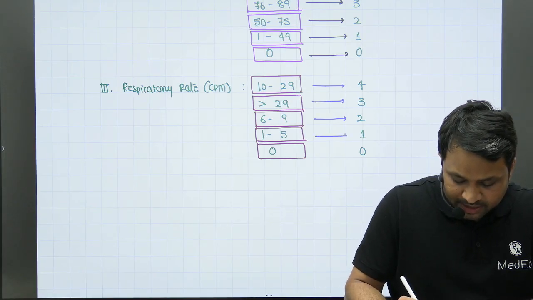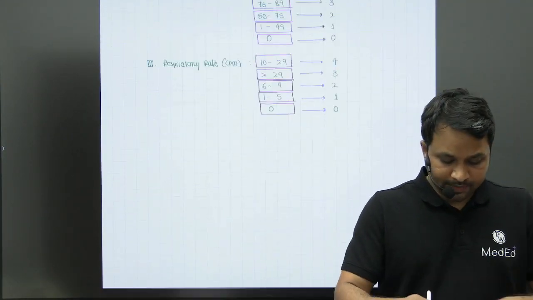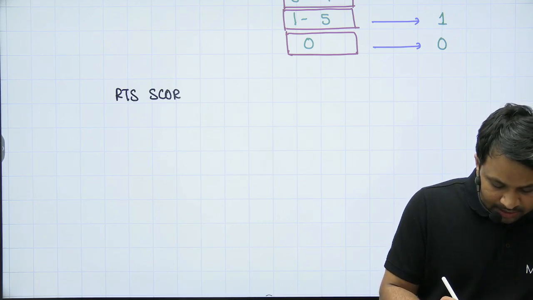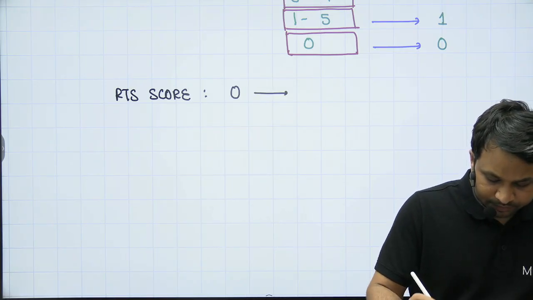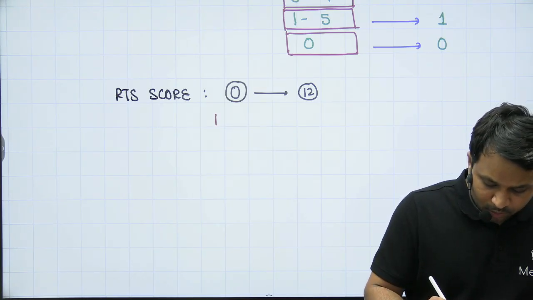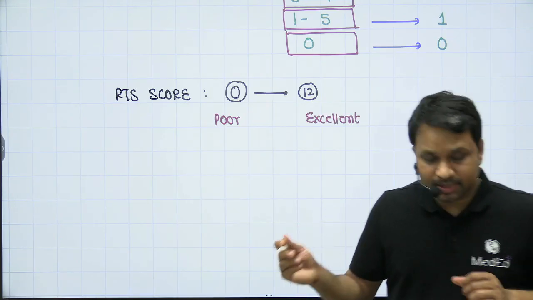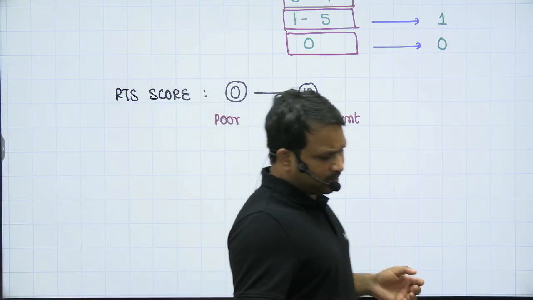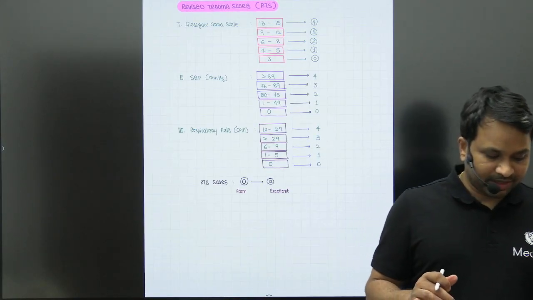So when you look at the revised trauma score, the RTS, once you have calculated the entire score, the RTS score will be anywhere between 0 to 12. So the prognostic index is going to be from poor to excellent. An RTS score of 0 indicates a poor prognosis, and an RTS score of 12 indicates the best possible response you can expect. Then we have something very interesting.